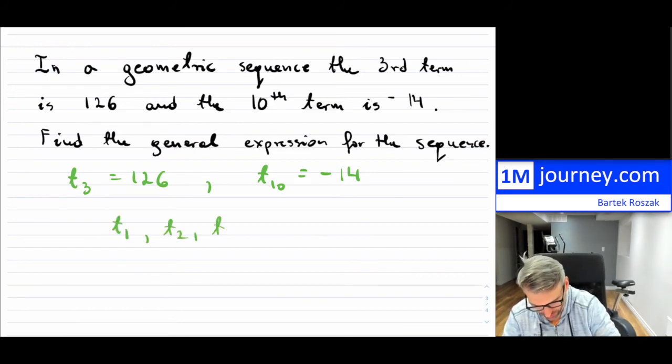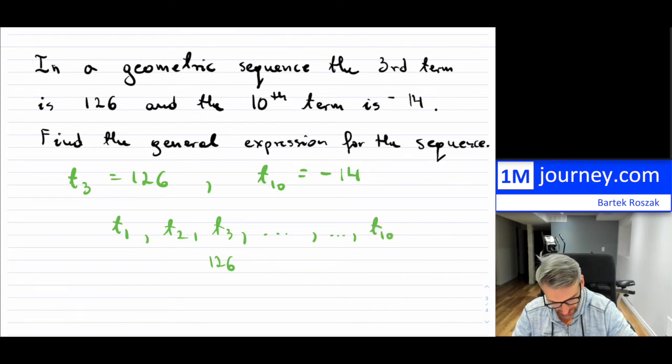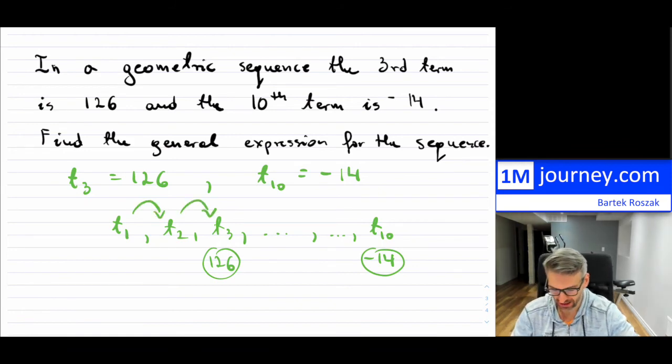Term 2, term 3, and so on. Now, it looks like term 3 is 126, and it's positive. And term 10 is negative 14. So it looks like it's going to have an alternating pattern, probably between positives and negatives, but we don't know exactly what this ratio is.